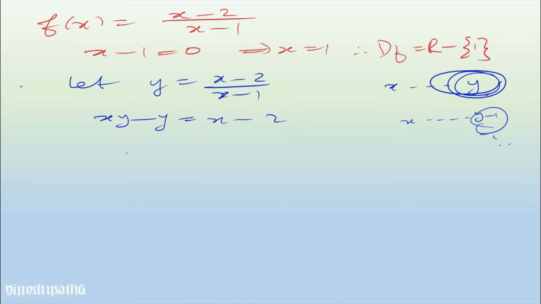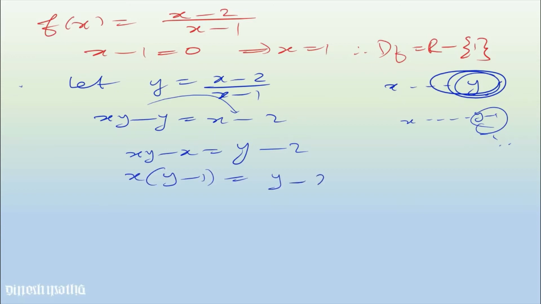And you are looking for the value of x. So collect all the x on one side, xy minus x. Shift the y to the other side. Minus y goes to that side and becomes positive: y minus 2. Take x common, x into y minus 1 equal to y minus 2. x is equal to what? y minus 2 by y minus 1.